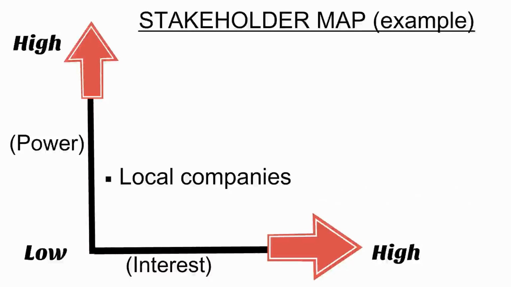Low interest, low power, local companies. The majority of local companies will be unaffected by the festival and they won't have much power to prevent it anyway. There's no point in spending a lot of energy communicating with them from the point of view of A Limited, but A Limited will probably want to monitor the views of these local businesses, just keeping track with what they're thinking.